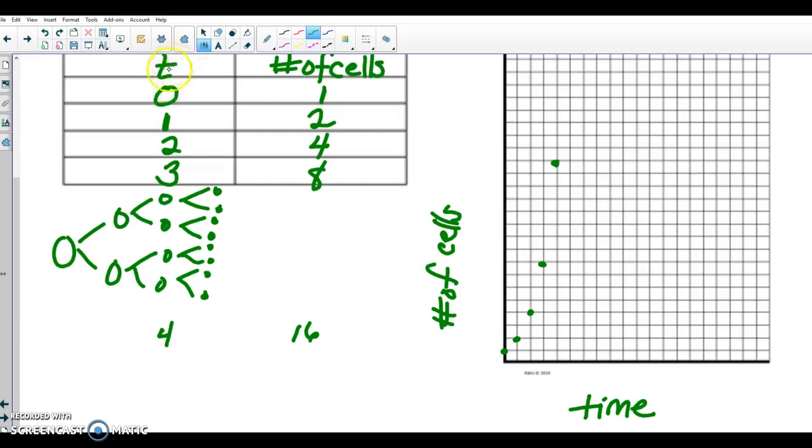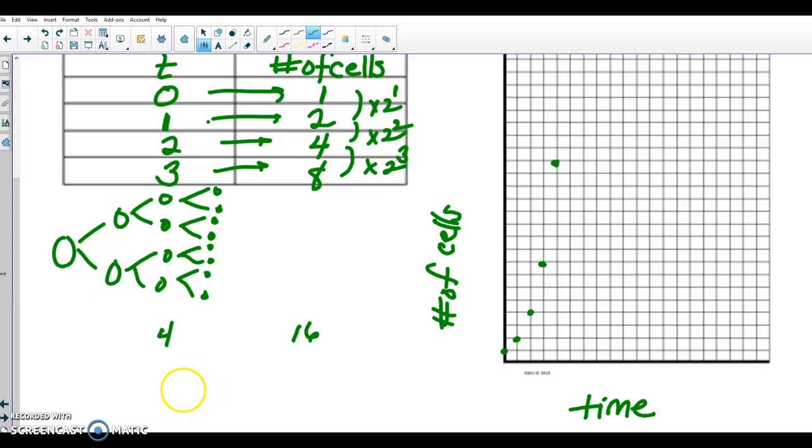So what is happening to my time to get the number of cells? What's happening to 0 to get 1, 1 to get 2, 2 to get 4, and 3 to get 8? Well, if you look, it's timesing by 2 each time. That's your hint. So if I'm timesing it by 2 once, I get 2. And if I times it by 2 twice, I get 4. And if I times it by 2 3 times, I get 8.